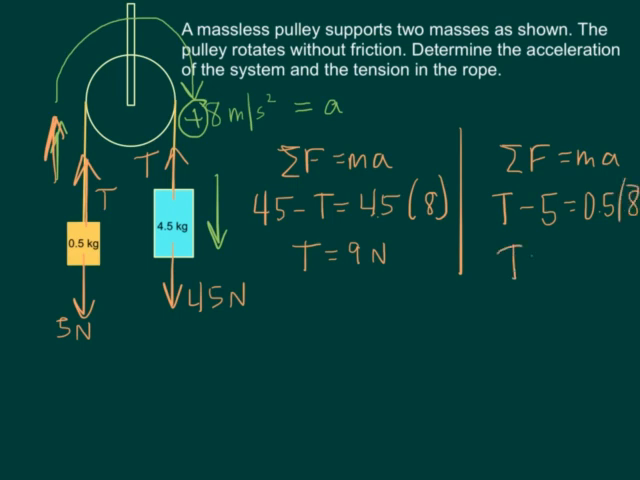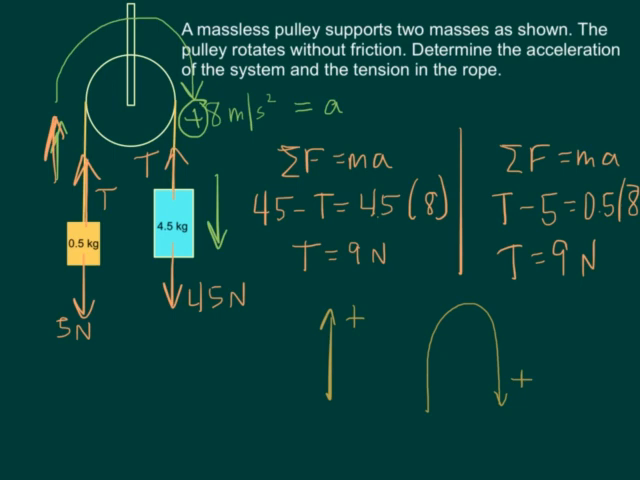And again, I get my tension of 9 newtons. Okay, so again, something a little bit different about the system is that we don't just use up as a positive or down as a positive direction. We use around the pulley to be a positive direction, so that forces that help the motion of the system are positive, forces that work against the motion are negative.